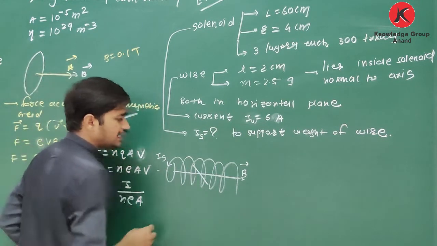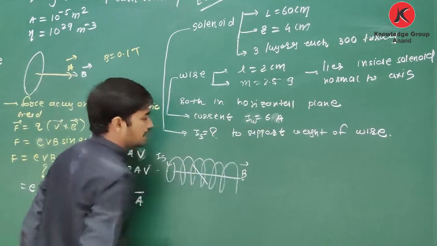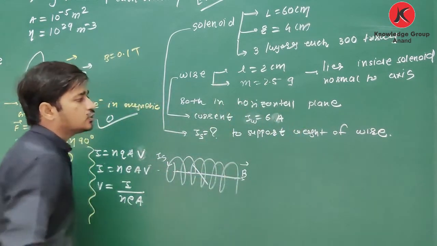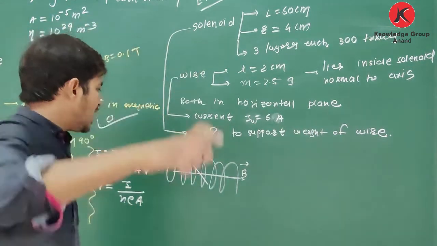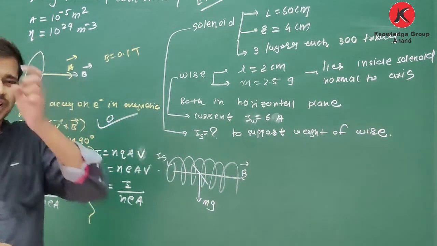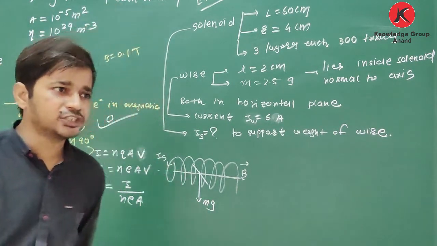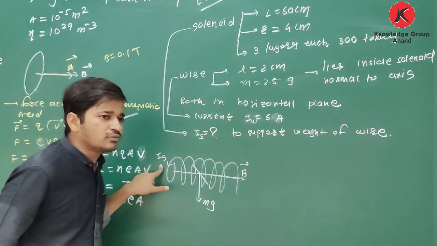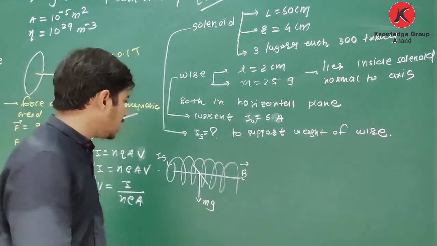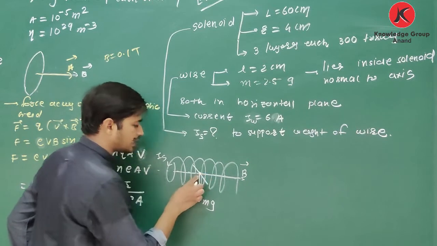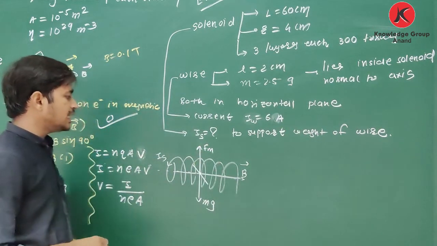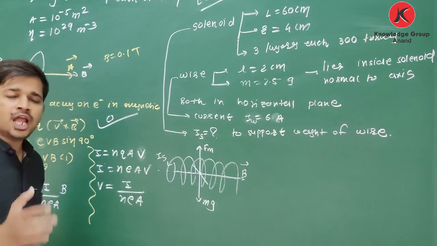Now, what is the current flowing through the wire? It is I_W, given as 6 ampere. What is your question? The question is: I_S is equal to what, to support the weight of the wire? The weight, that is mg of the wire, always acts in the vertically downward direction. So the current flowing through the solenoid must be such that the magnetic field produced makes the force acting on this current carrying wire due to the solenoid act in the upward direction.